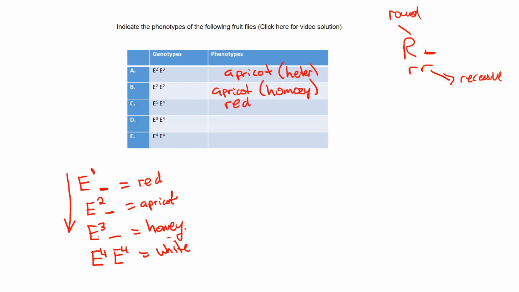E3, E4, take a look at your E3. It masks the expression of 4, but as long as there's an E3, it's going to be honey. And this would be a heterozygous honey. And an E4, E4, well, that has to be white. The only way that you can get white is if both your alleles are E4, so that would be a homozygous genotype.